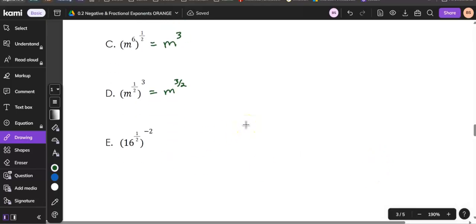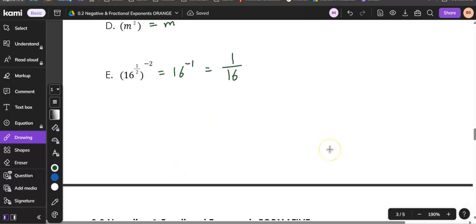All right, now this one, what is this going to become? 16 to the 1/2 to the negative 2. 16 to the power of what? Close, not quite. So it's 1/2 times negative 2. I heard somebody say it. Negative 1, there we go. I heard a bunch of people say it. Good. And then I shouldn't leave it that way. Let's go ahead and turn it into 1 over 16, right? To get rid of that negative exponent. Cool? Yeah?